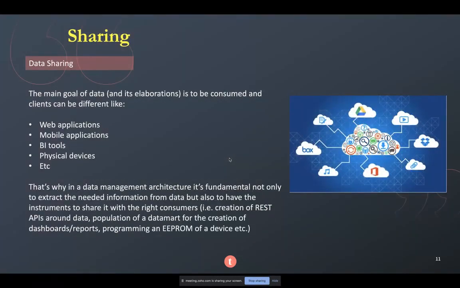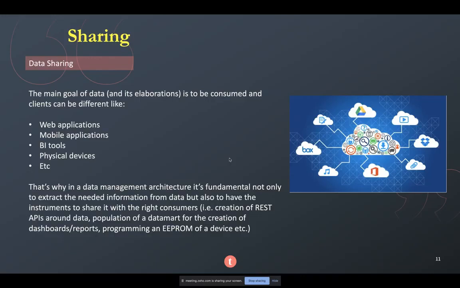Now, once you have extracted this information from the data, you need to do something with it. Doing something with it can mean, for example, creating a report, or exposing the information that you extracted from data to different kinds of applications, for example, mobile applications or even physical devices themselves.